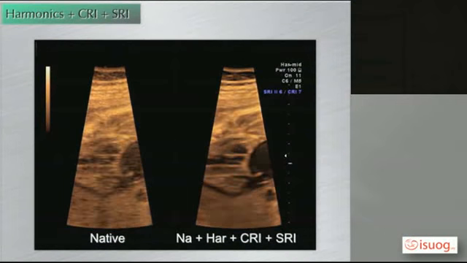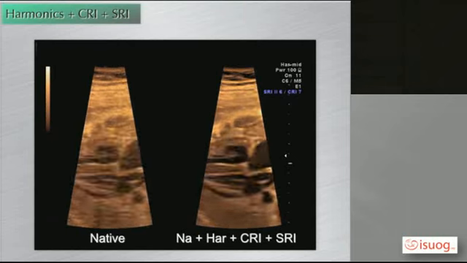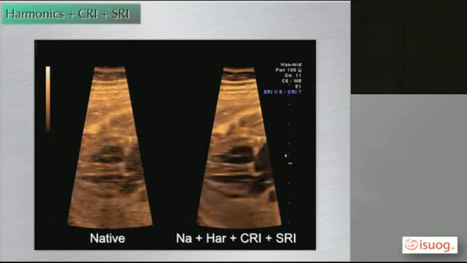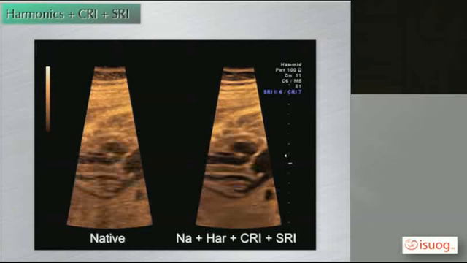This is a simultaneously recorded image. The image on the left is native, with no features activated. The image on the right has 3 features activated: Harmonics, CRI, and SRI.